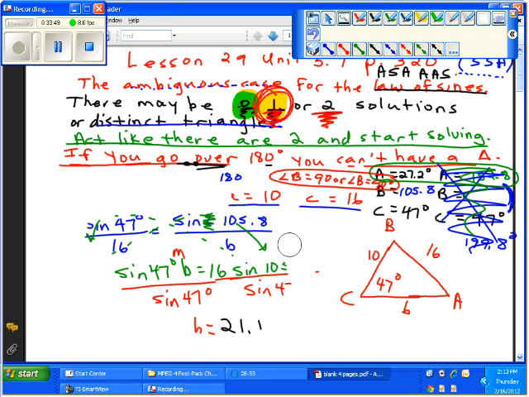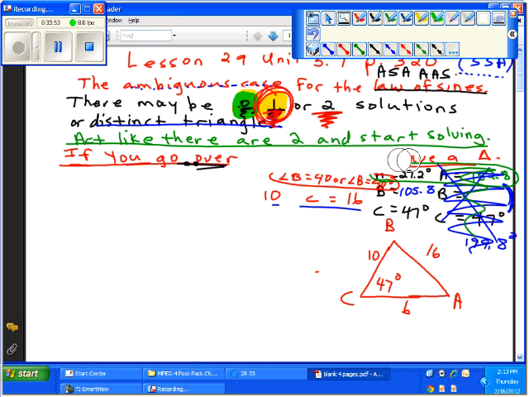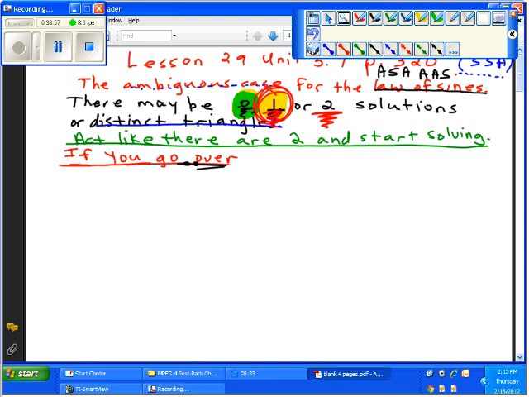Now we're going to look at example 4. And in example 4, we're going to find a situation where there really are two triangles. So if you go over 180 degrees, there is no triangle. I forgot how I wrote it exactly. Maybe that's what I wrote. Okay, so example 4.